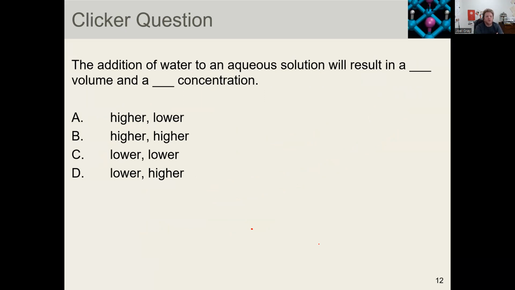All right. So the addition of water to an aqueous solution will result in a blank volume and a blank concentration. So basically this is saying if you have a solution and you add water to it, so more water goes into this solution, that will result in a blank volume. So if I added water to this, what would happen to the volume? Would the volume go down? No, because I'm adding more water to it. And so the volume would go up. So my volume will result in a higher volume.